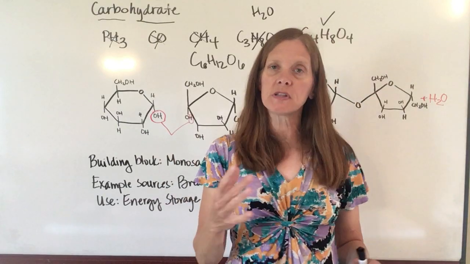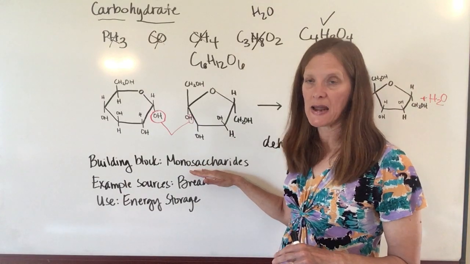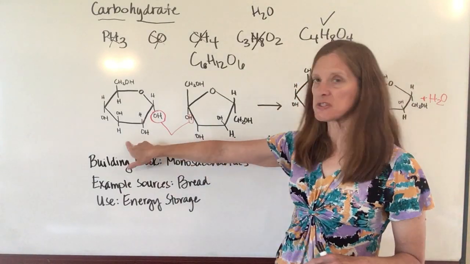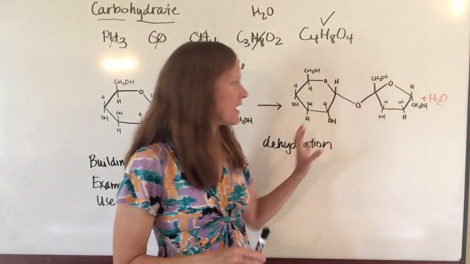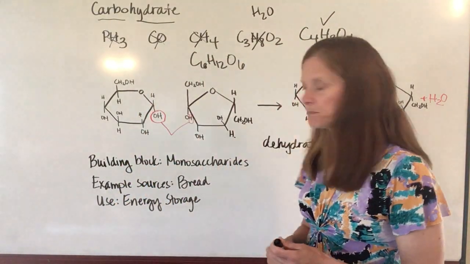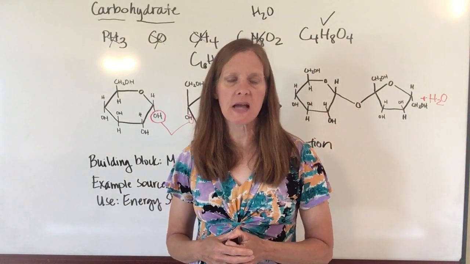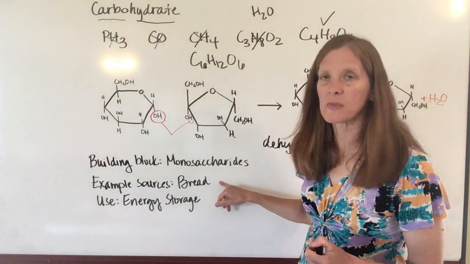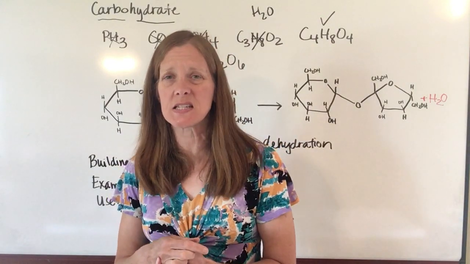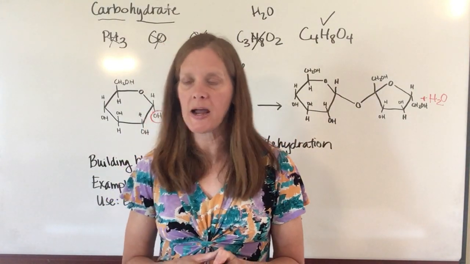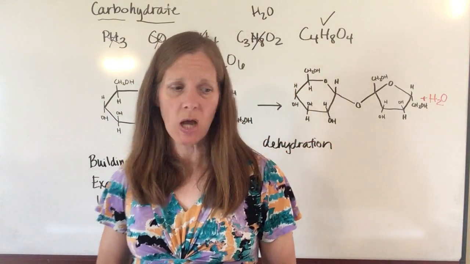And so under building blocks for carbohydrates, you're going to write in monosaccharides, because as I just showed you, this was a monosaccharide, this was a monosaccharide. I hooked them together to make longer chains of carbohydrates, okay? Example sources, where can you find those in your diet? Well, anytime you have something like bread, or anytime you have anything that's got starches in it, that is going to be a carbohydrate. So breads and pastas, things like potatoes.